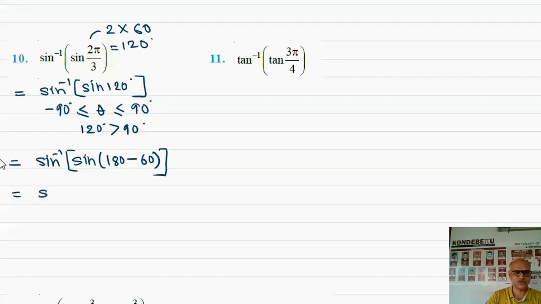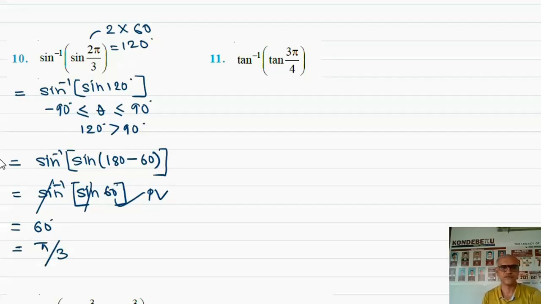This is equal to sine inverse of sine 180 minus 60, which is in the second quadrant. In the second quadrant sine is positive. So you will have sine 60. Now this 60 degree is our principal value. Therefore sine inverse sine gets cancelled. You will have 60 degree, but you should have it in radian. So the answer is pi by 3. Clear?